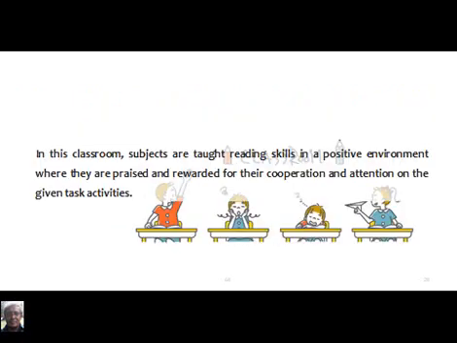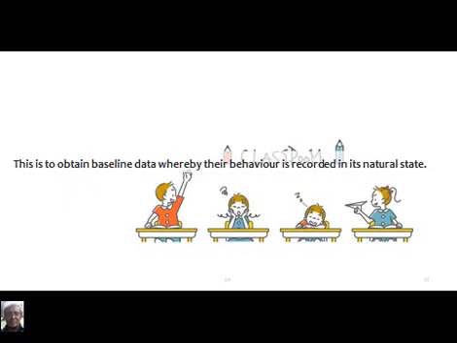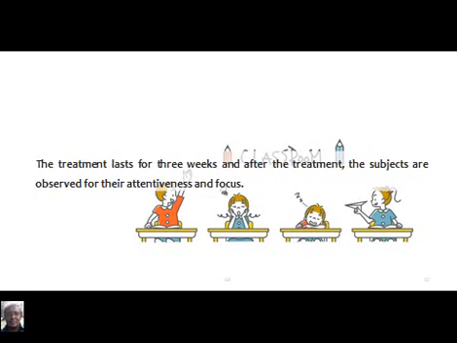In this classroom, subjects are taught reading skills in a positive environment where they are praised and rewarded for their cooperation and attention on the given task activities. Before the students are sent to the experimental classroom, their behavior is observed over 3 sessions in their regular classroom with regard to their attentiveness. This is to obtain baseline data whereby their behavior is recorded in its natural state. The treatment lasts for 3 weeks, and after the treatment, the subjects are observed for their attentiveness and focus.